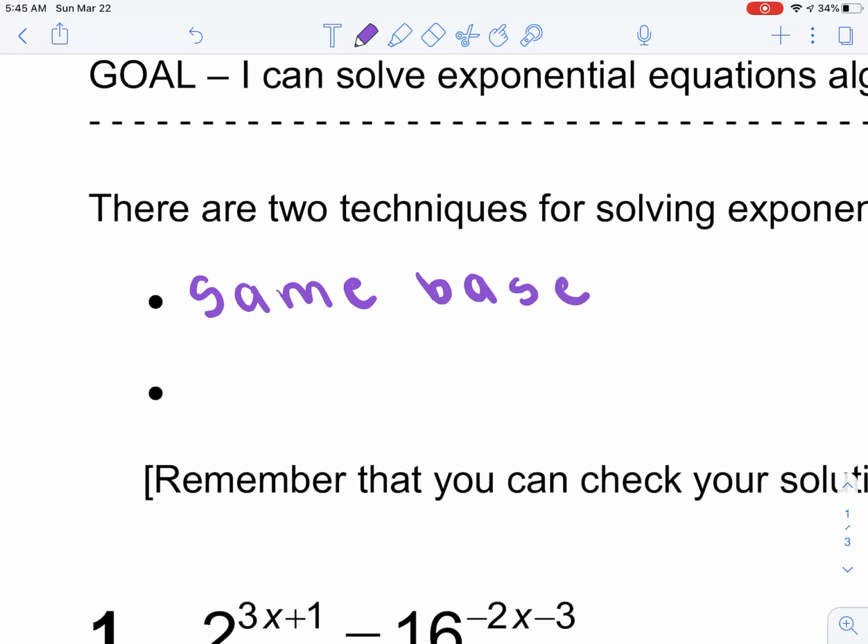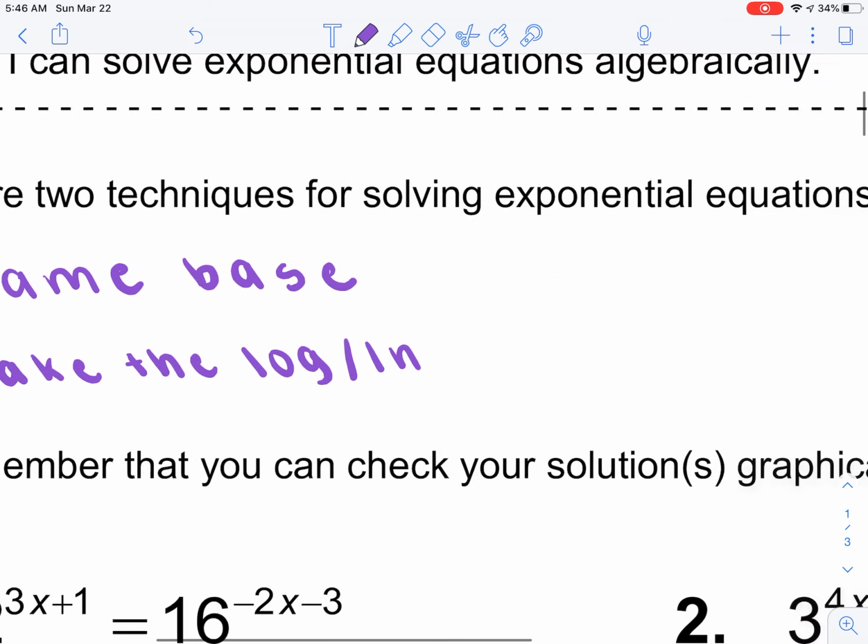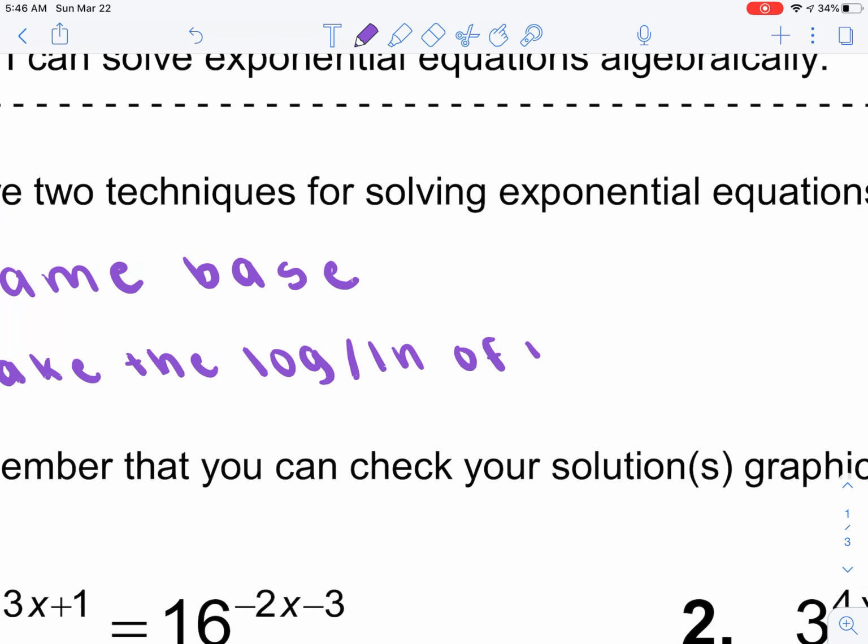If, however, you cannot get the same base on each side, you are going to either take the log or natural log of both sides, or write in log form.